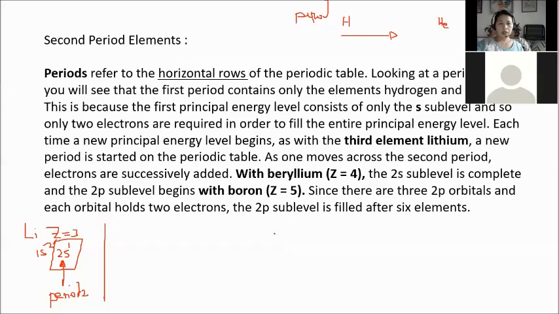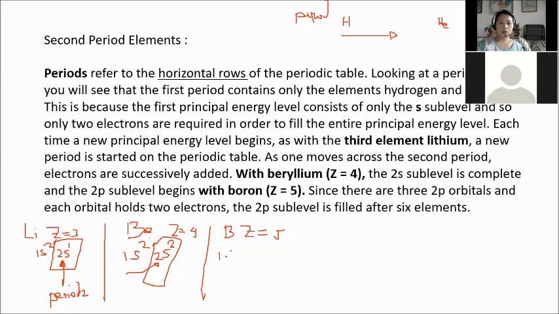Okay. So next, we have beryllium with Z equal to 4. Okay, so distributing 4 in different sublevels, 1s2 and 2s2. So 2 plus 2 is 4. So again, indicates that beryllium belongs to period 2. Itong 2 na to. Period 2.